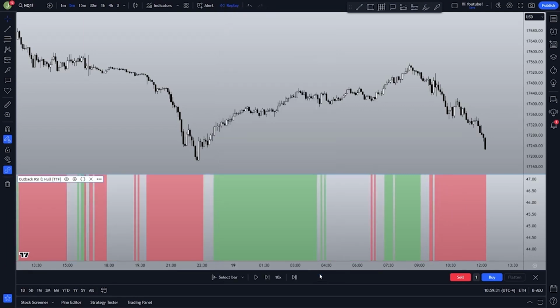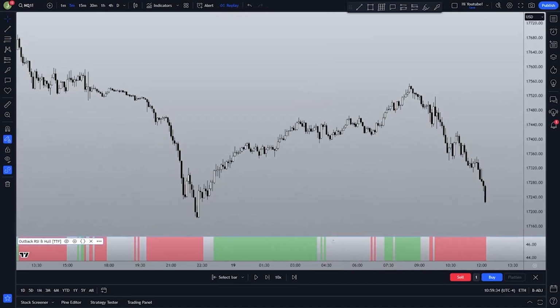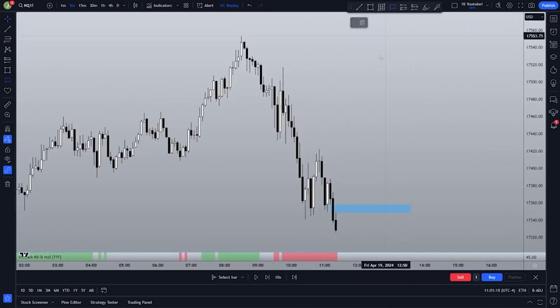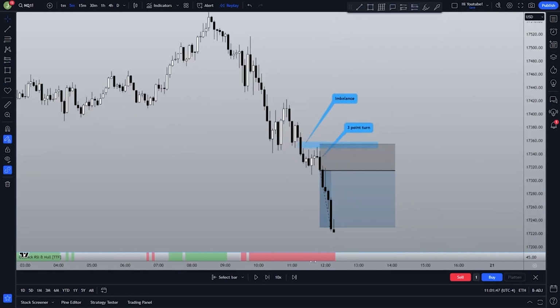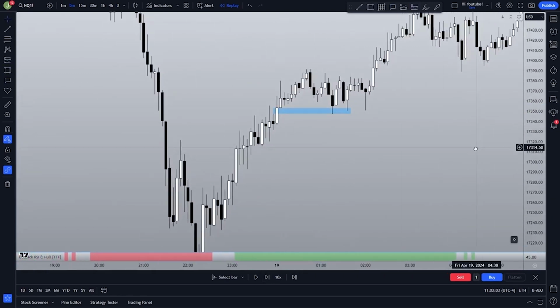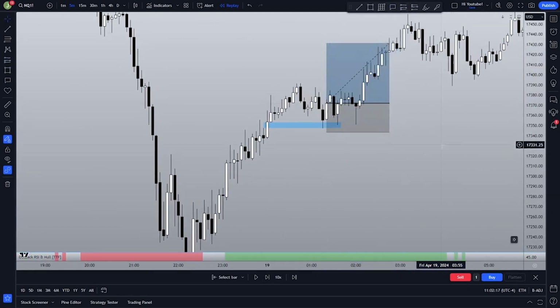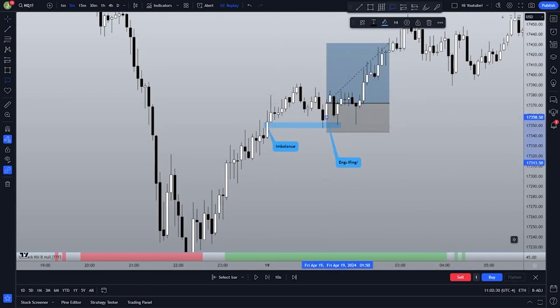Now with the settings closed, I like to minimize the amount of real estate the Outback indicator takes up, and it becomes as simple as remembering green for buys and red for sells. Once you've got your bias, you can go ahead and use any entry model you like to ride the momentum. If you need ideas for that, check out our video on easiest candlestick patterns.